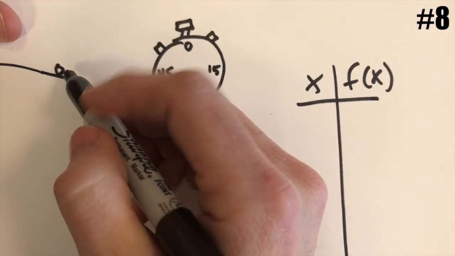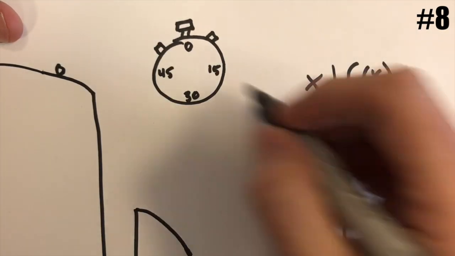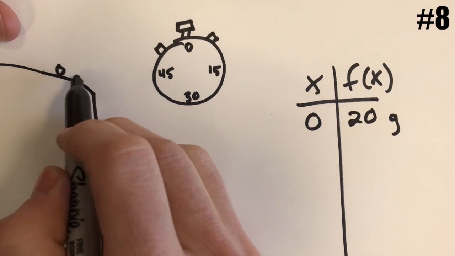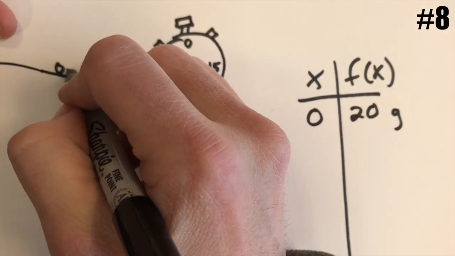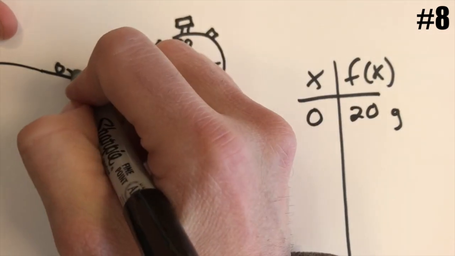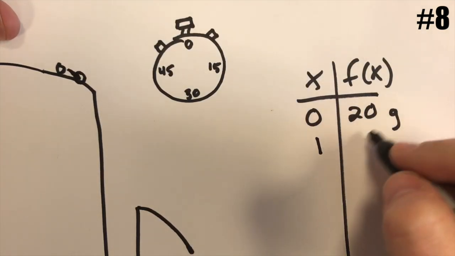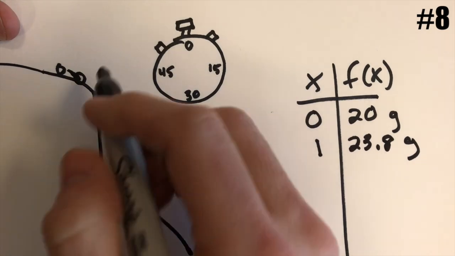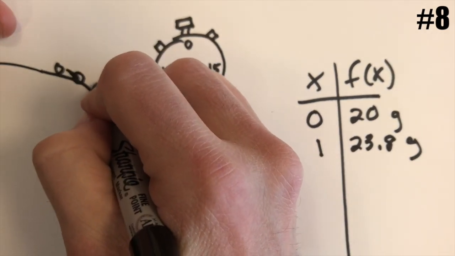Okay, we got a snowball here that's rolling down a cliff type environment. So at the beginning, before we start that stopwatch, it's at 20 grams. Now the snowball starts to roll in the snow. As it rolls a little bit, it gets a little bigger because it picks up snow as it rolls. So after 1 second, we're at 23.8 grams.